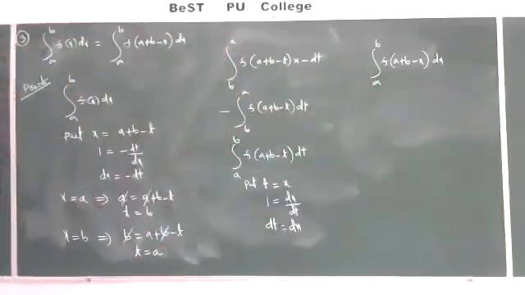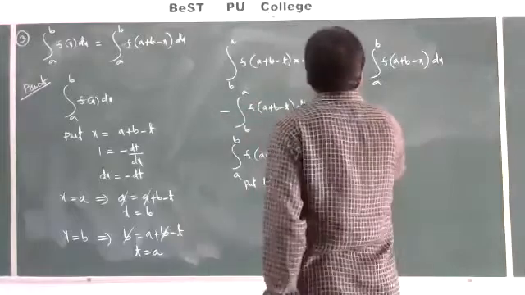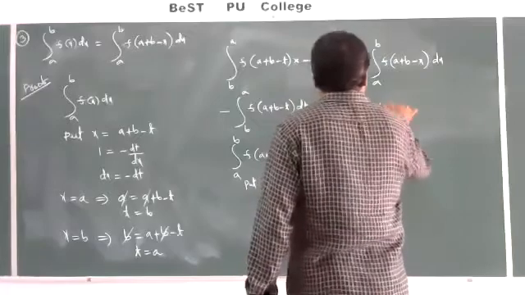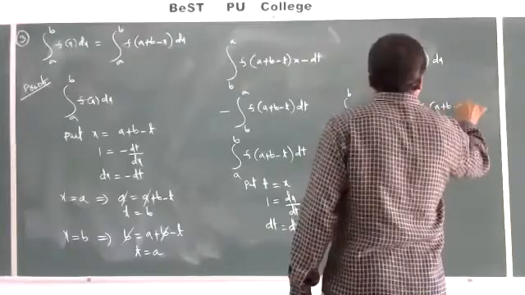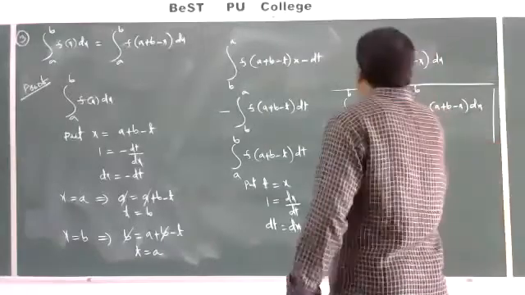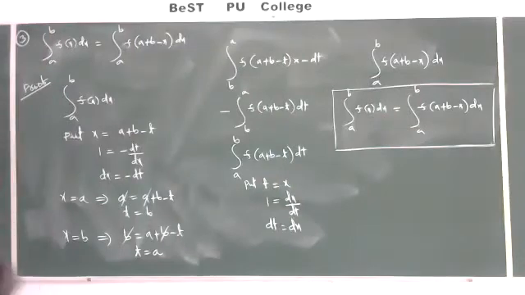So we started from this integral a to b f of x dx, and we get integral a to b f of a plus b minus x. That is, the property is integral a to b f of x dx is equal to integral a to b f of a plus b minus x dx. This is the third property.